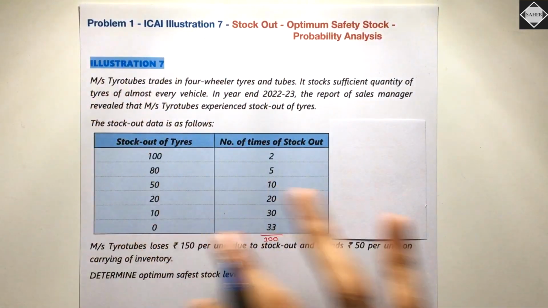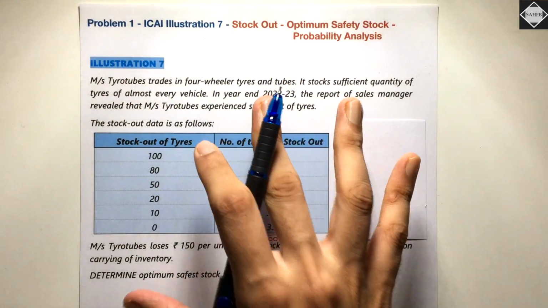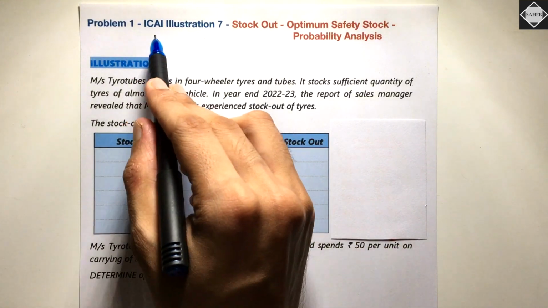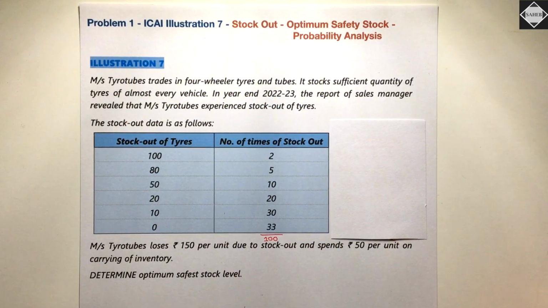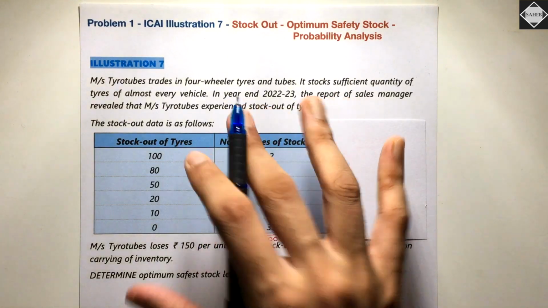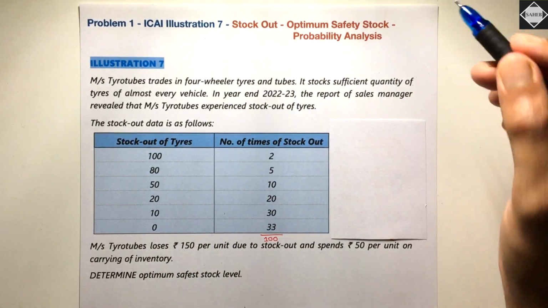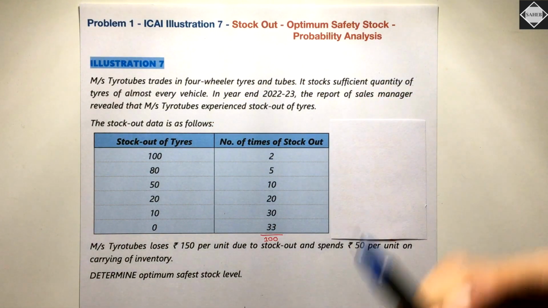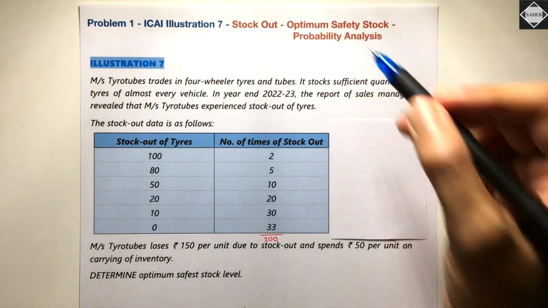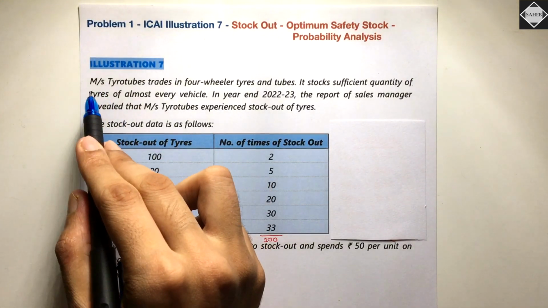Now see, here we have our first problem of inventory stock out, and this question is from the ICAI study material, illustration 7 of the material costing chapter, and here we have been asked to calculate optimum safety stock. It's very simple and straightforward. We will read the question now and understand how we will calculate this optimum safety stock through probability analysis. So let's begin. Now see here, illustration 7.